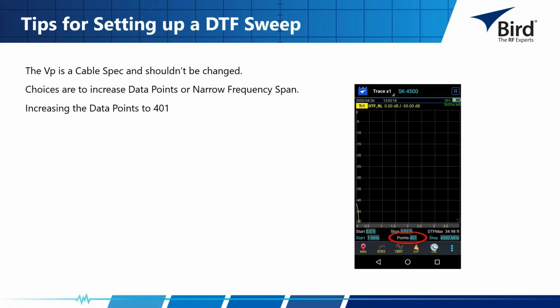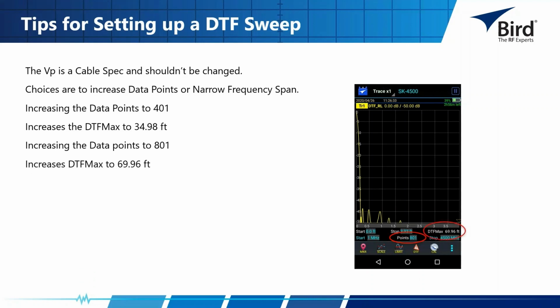If I increase the data points from 201 to 401, that'll increase my distance default max to 34.98 feet. If I increase my data points from 401 to 801, now I can see a cable almost 70 foot long. So that's what happens when you increase the data points.